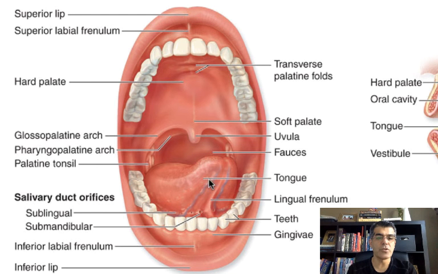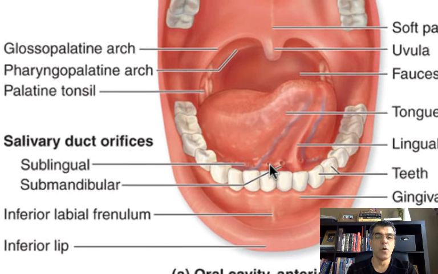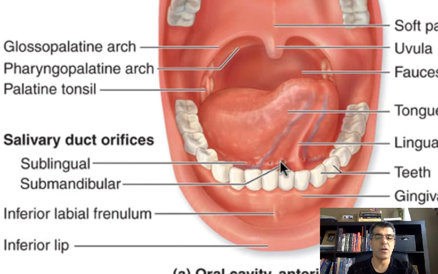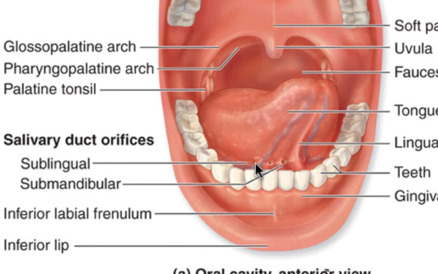If you raise your tongue and look at the underside of the tongue, you can see a few holes there. These holes are openings of salivary glands. For instance, as you can see in this picture, next to the frenulum you have a hole, and that hole is an opening for the submandibular salivary gland. Next to it, there are many smaller holes for the sublingual salivary gland.